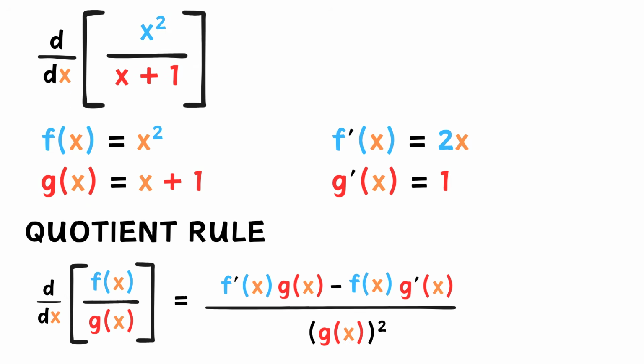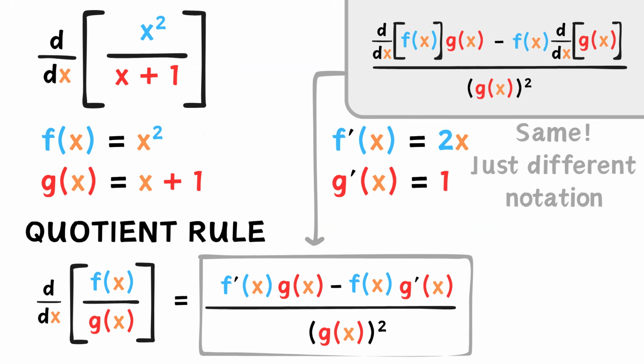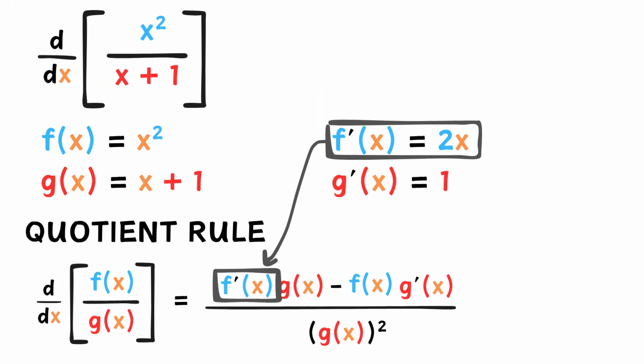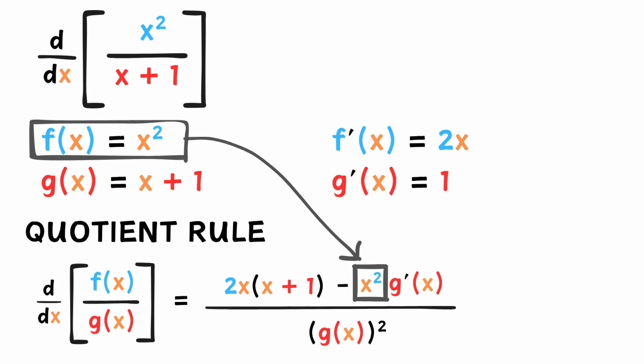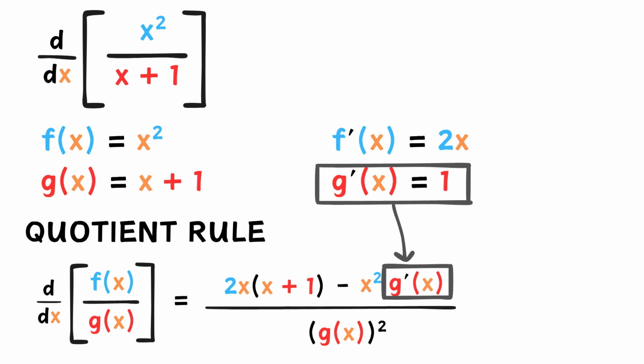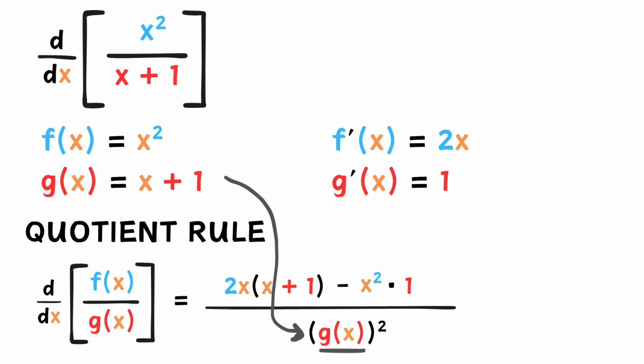Okay, now let's use the quotient rule and substitute in our values. We know the derivative of f of x is 2x. g of x is x plus 1. f of x is x squared. The derivative of g of x is 1. And in the denominator, we have g of x again, which is x plus 1.